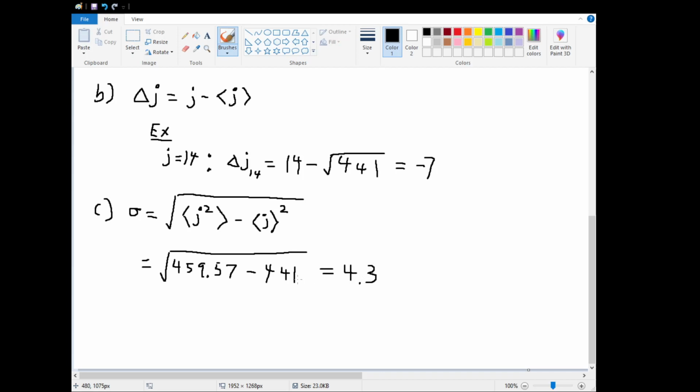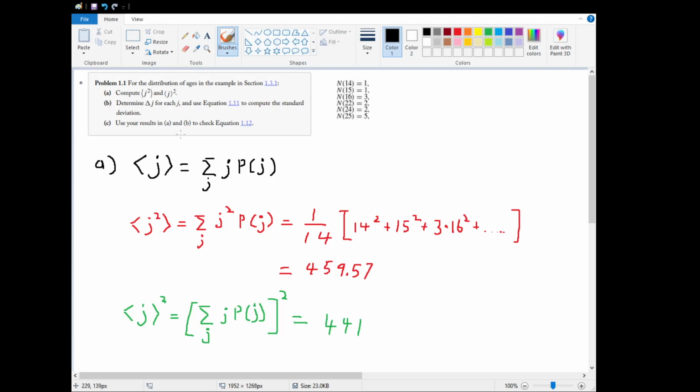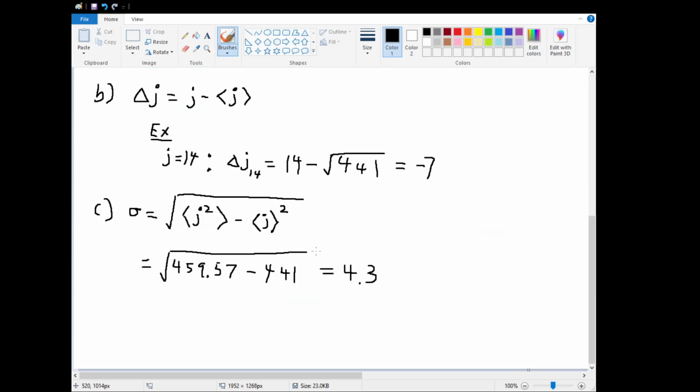And one way to verify that this is true is we can actually go and plug our data set into a graphing calculator, and what we will find is that indeed for this distribution, the standard deviation is in fact 4.3.